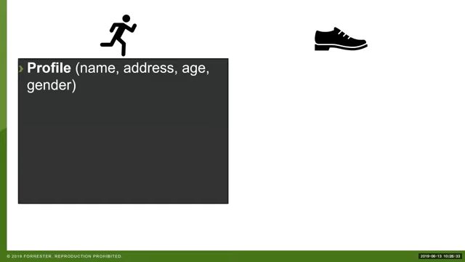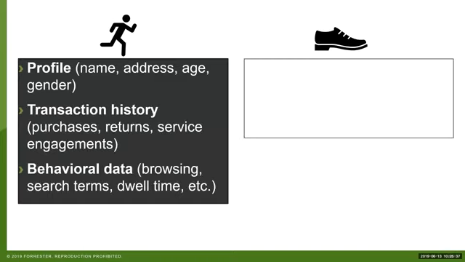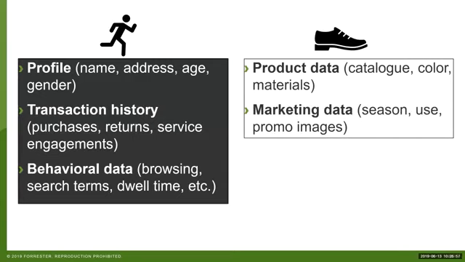We're looking at trying to pull in profile data, transaction history, and behavioral data. And we're trying to cross-reference that into this really rich profile that's available to contextualize and personalize engagement. On the flip side, the product data is kind of skimpy by comparison. We might have catalog and color. We might even have some marketing data around promotional images. But this whole scenario feels a little bit out of balance.